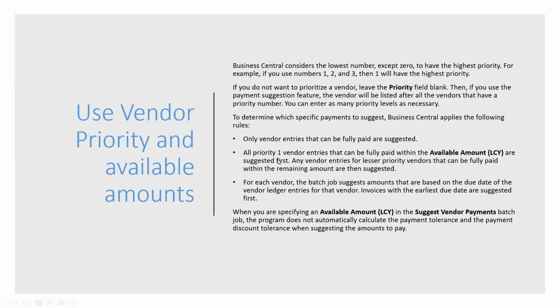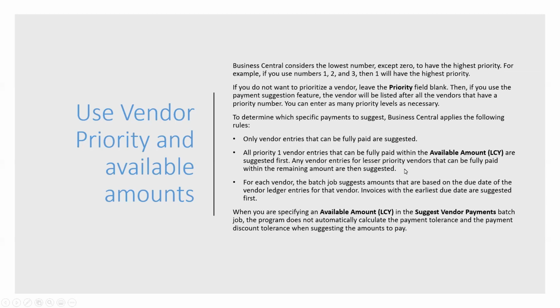For documents to pay with money constraints, only if they are fully paid, and only for the most important vendors. That's why this policy is set up, and it needs to be understood that way. All priority 1 vendor entries that can be fully paid within an available amount are suggested first. We're going to see that in an exercise.